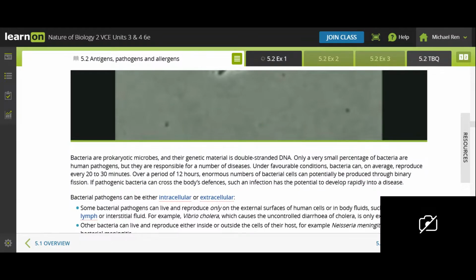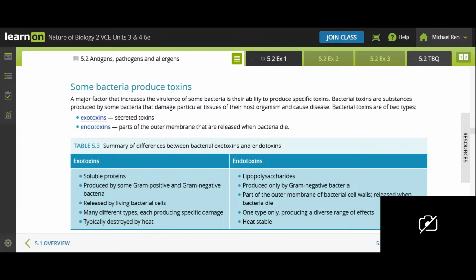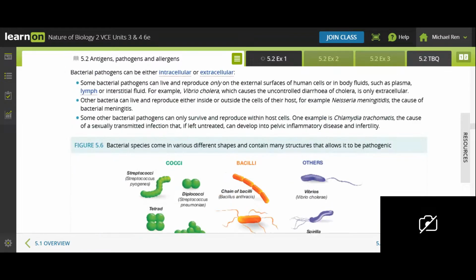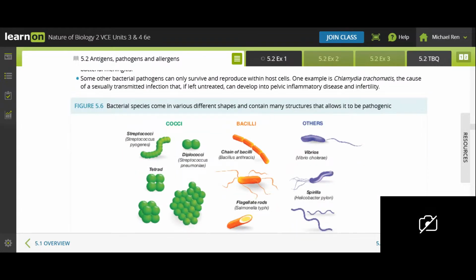There's two types as well: gram positive and gram negative bacteria. Gram positive bacteria secrete toxins while they're still living, whilst gram negative are the bacteria that only release their toxins when they die.